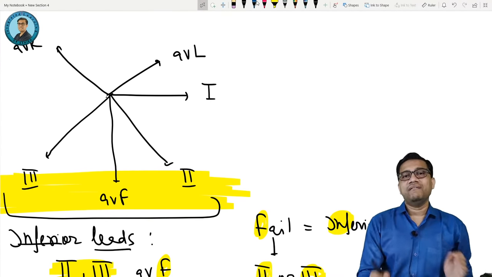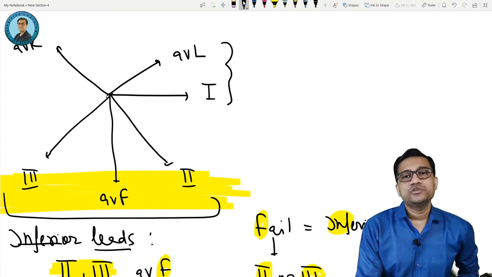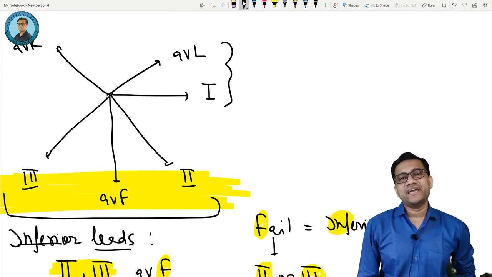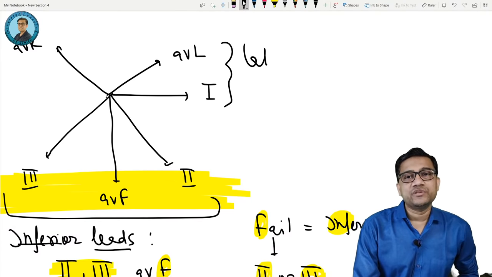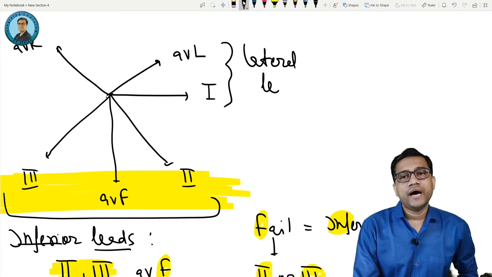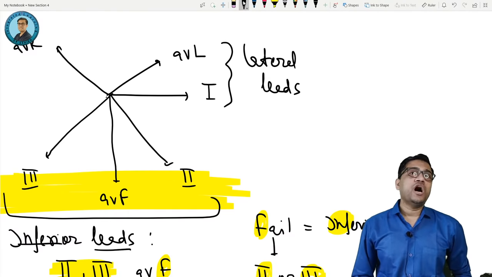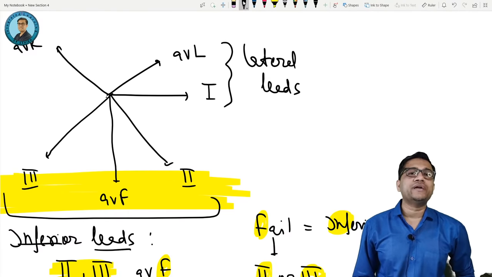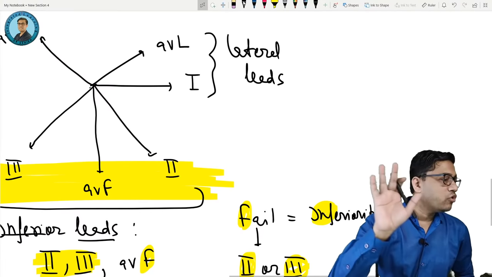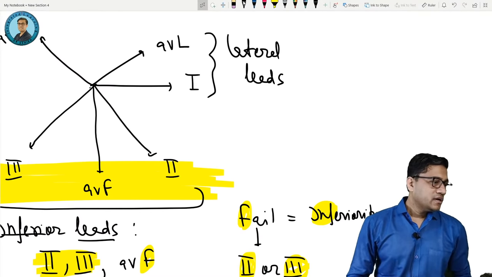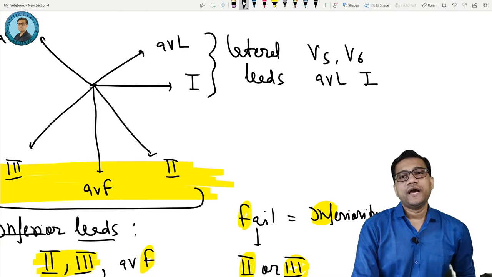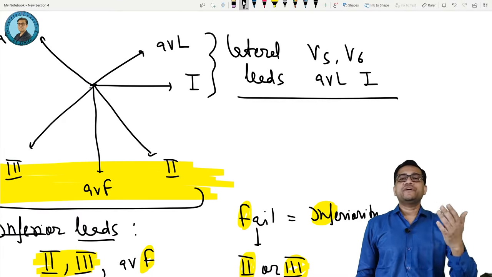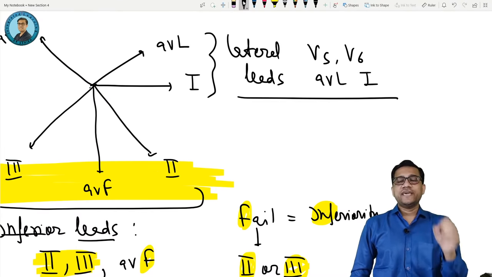Now the question is, what about the 1 and AVL? Basically they are again showing this side. So they are again lateral leads. How many lateral leads do we have in total now? We have 4 lateral leads: V5, V6, AVL and 1. Are you clear? So which ones? V5, V6, AVL and 1.